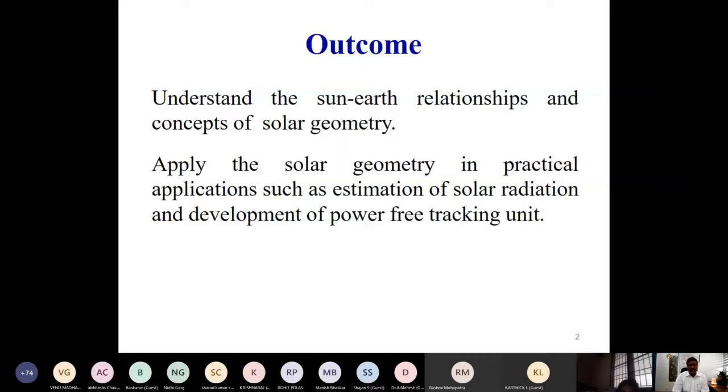And later, how to apply this knowledge, that means applying solar geometry in practical implementation, such as estimation of solar radiation and development of the power-free tracking system, which is today's example. There are plenty of applications; I am giving these two. One is estimation of the solar radiation. Second is the tracking unit.